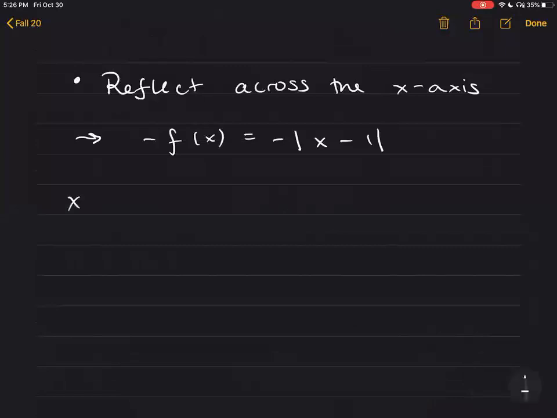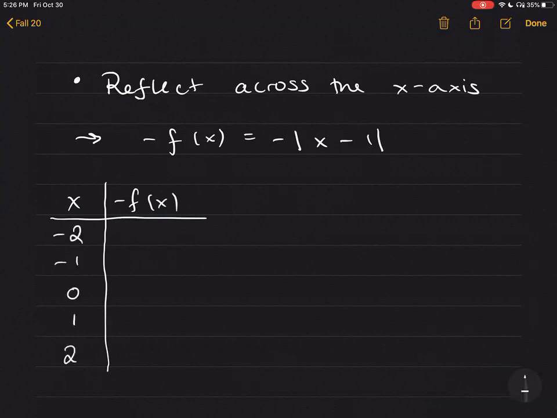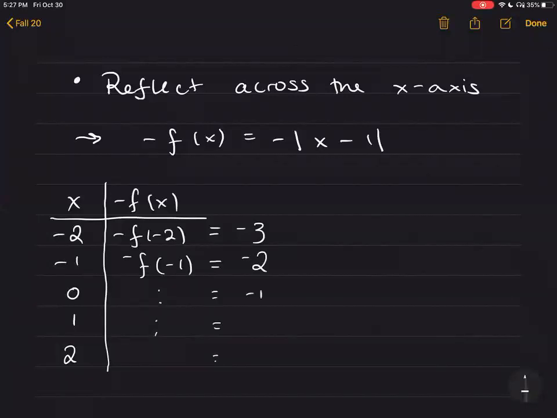So let's look at our points. Negative f of x. Standard stuff. All right, and we plug these in. You're going to get negative f of -2. That's going to come out to -3. Negative f of -1. That's going to come out to -2, and so on and so forth. And if you do these calculations, you're going to find that you get -1, 0, and -1.